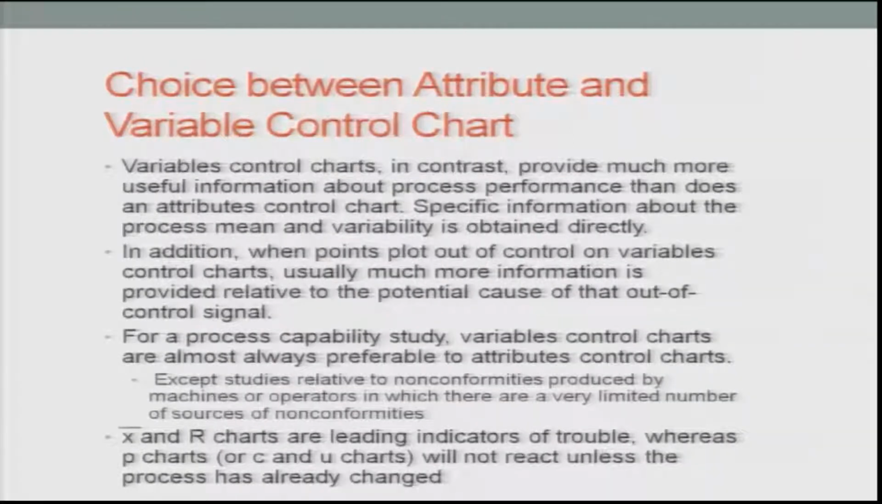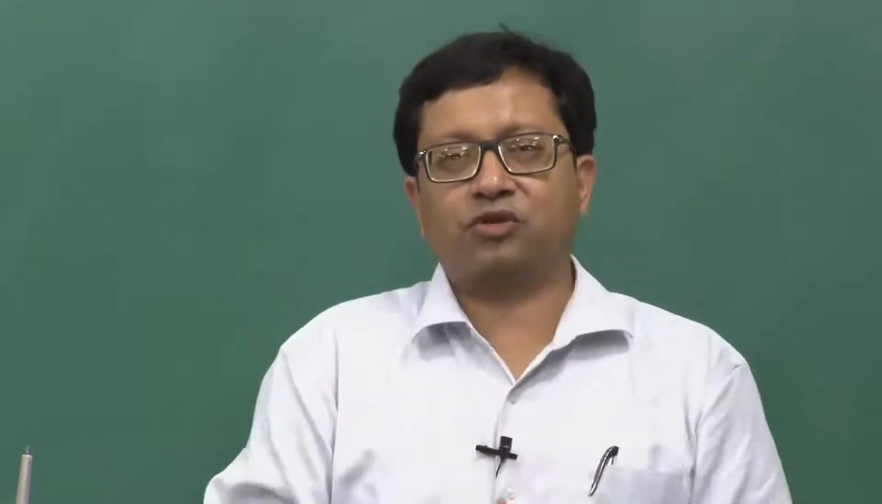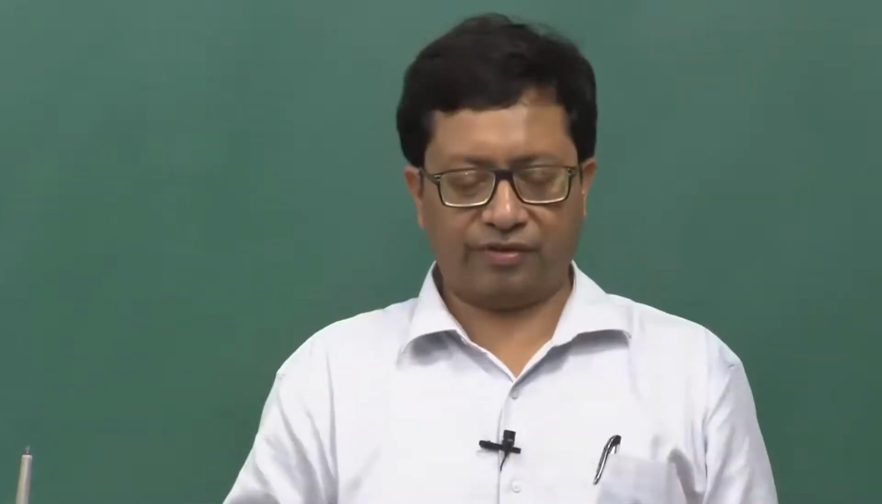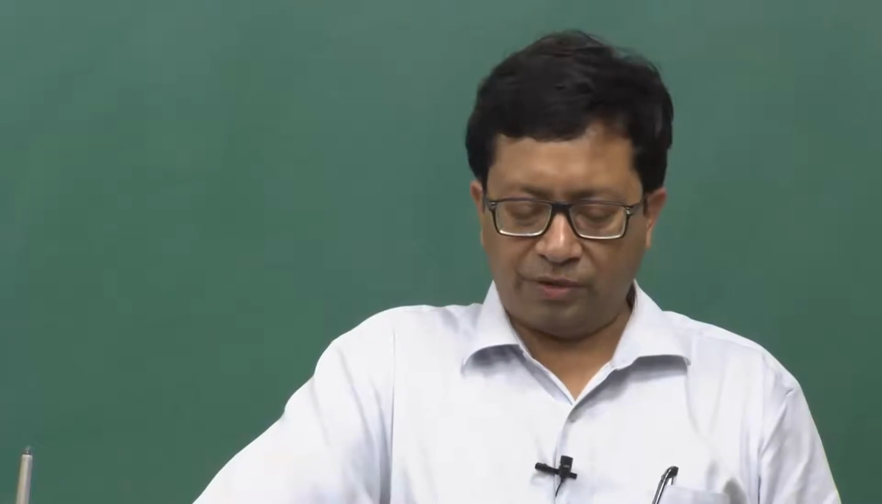Variable control charts in contrast provide much more useful information about process performance. Attributes give you some quality, so good, bad, yellow, green, whatever it is, but the characteristics of the variables would give you information based on which you can find out. It can be the weight, the length, the height, or the numbers, whatever it is. So, quantifiable, which you can measure. So, continue reading along with me.